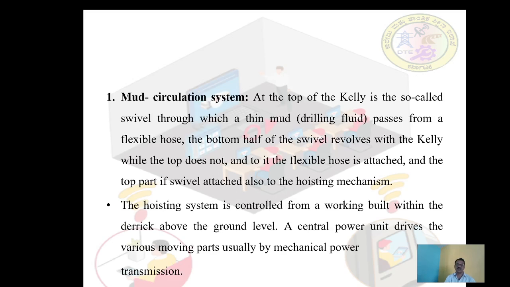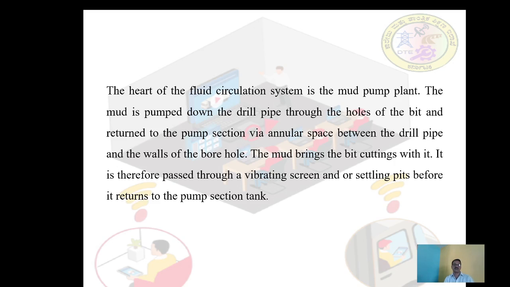The hoisting system is controlled from a working platform built within the derrick, above the ground level. A central power unit drives the various moving parts, usually by mechanical power transmission. The heart of the fluid circulation system is the mud pump plant.